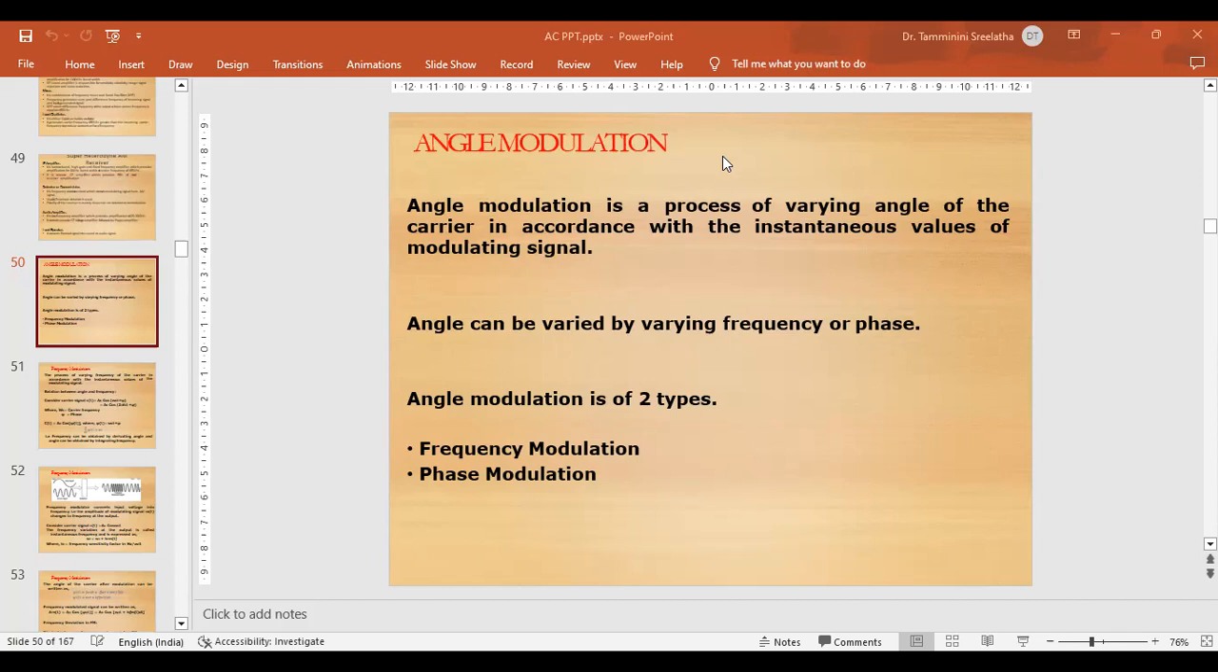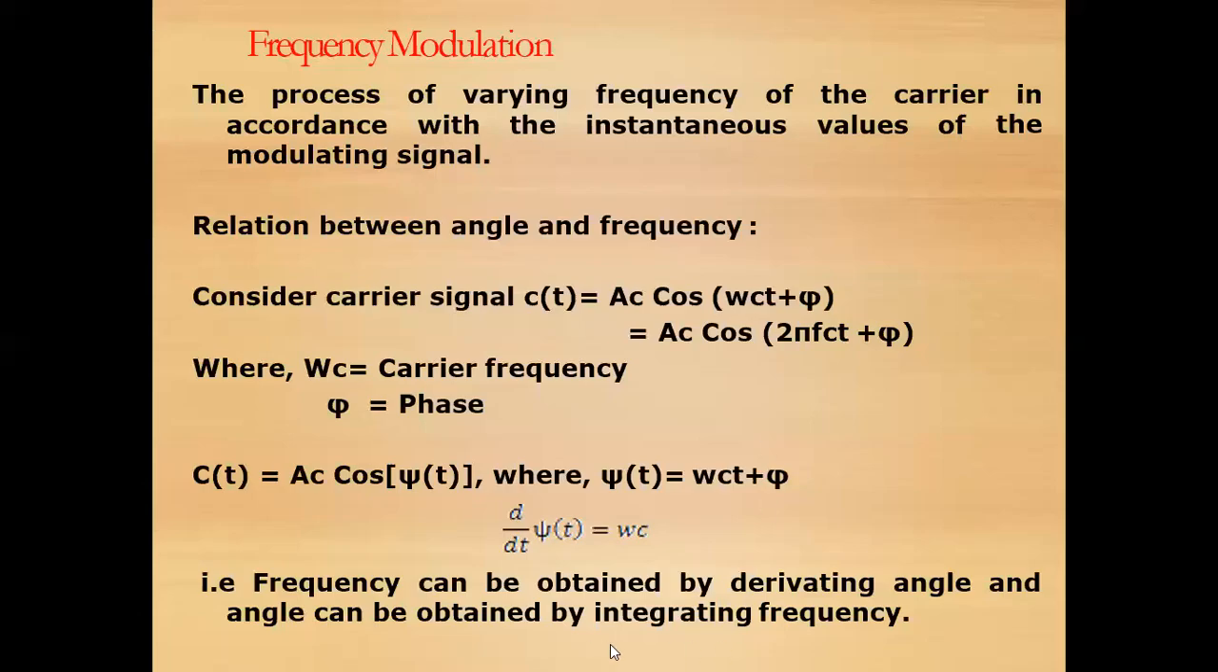For a signal, the angle can be varied by varying the frequency or a phase. So that's why angle modulation is again of two types, like frequency modulation and phase modulation. In today's session, we will see what is meant by frequency modulation. We can define frequency modulation as the process of varying frequency of the carrier signal in accordance with the instantaneous values of the modulating signal.